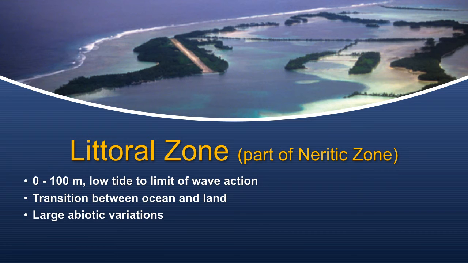Part of the Neritic zone is called the littoral, and this is 0 to 100 meters from low tide to the limits of wave action. This is really the transitional zone between oceans and land, and this is an area of extreme abiotic variation. So being able to deal with change, air exposure, all of that new water, fresh water flowing in, the changes in temperatures that we were talking about with seasons. So the littoral zone and the Neritic zone are exposed to a lot more of that than other parts of the open ocean.